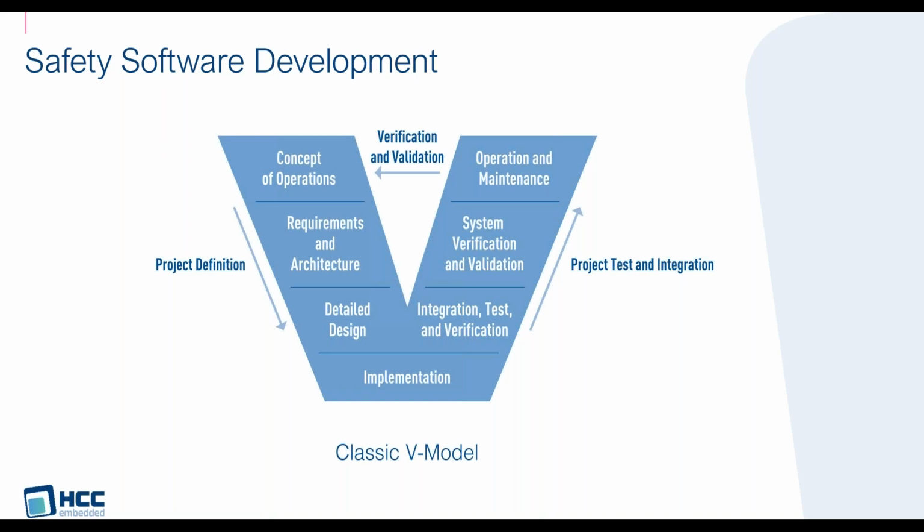There are different ways of realizing this. Sometimes you can do it iteratively, sometimes you always do it from left to right. It's really up to the particular development, but in the end, you need something like this at the base of it. And if you study 26262 or 61508, you have a V model at the bottom of these things.